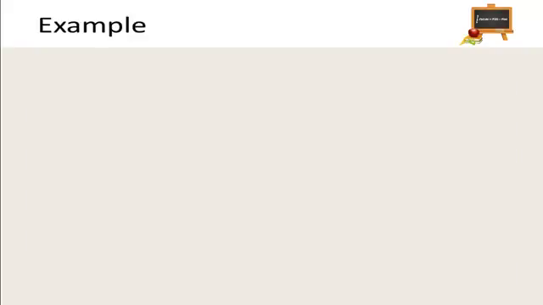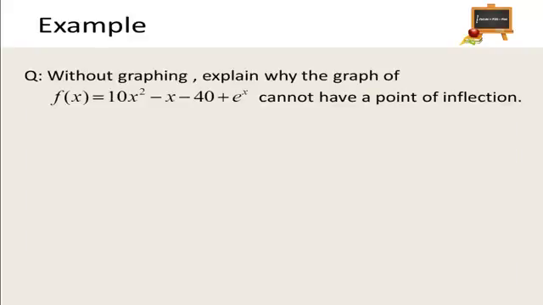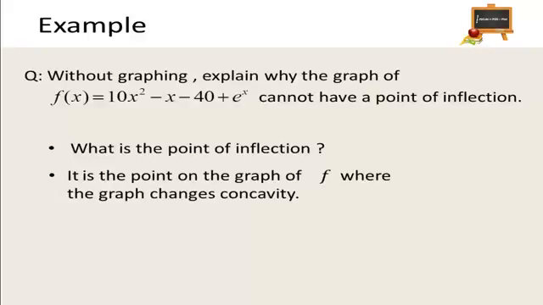Let us start with this example. The question says: without graphing, explain why the graph of f(x) = 10x^2 - x - 40 + e^x cannot have a point of inflection. To answer such a question, we need to go back to the basic information. So we need to know what a point of inflection is. Generally, it is the point on the graph of f where the graph changes concavity.